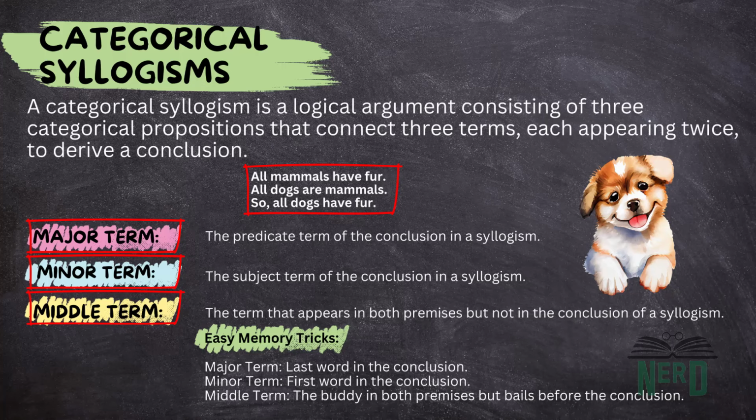Let's learn the easy memory tricks. Major term: last word in the conclusion. Minor term: first word in the conclusion. Middle term: the buddy in both premises but missing from the conclusion. Examples to clear it up.